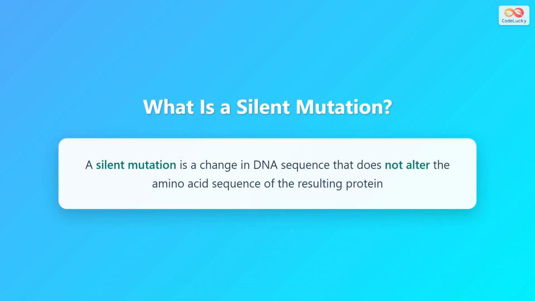A silent mutation is a point mutation in DNA where a single nucleotide base is changed, but this change does not result in any alteration to the amino acid sequence of the protein being produced. In other words, even though the genetic code has been modified at the DNA level, the protein that is ultimately synthesized remains exactly the same. This happens because of a special property of the genetic code called degeneracy or redundancy, which we'll explore further.